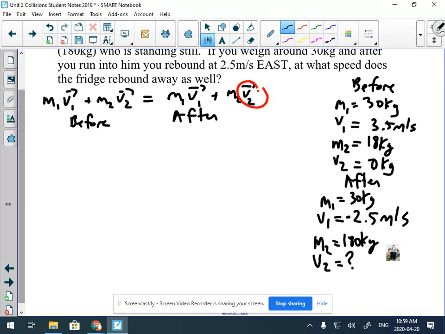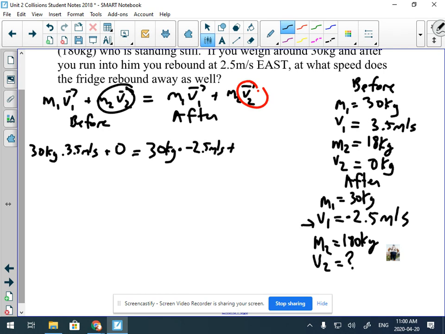Okay, let's put all our math in and see how it checks out. So M1, 30 kilograms, V1, 3.5 meters per second. Okay, add that to 0, because that times itself is going to be 0, because the velocity of the Fridge is 0 before. Mass 1, 30 kilograms. Okay. Times the speed after, negative 2.5 meters per second, right? Okay, so that's V1 after. And the Fridge still weighs 180 kilograms, and we don't know V2.